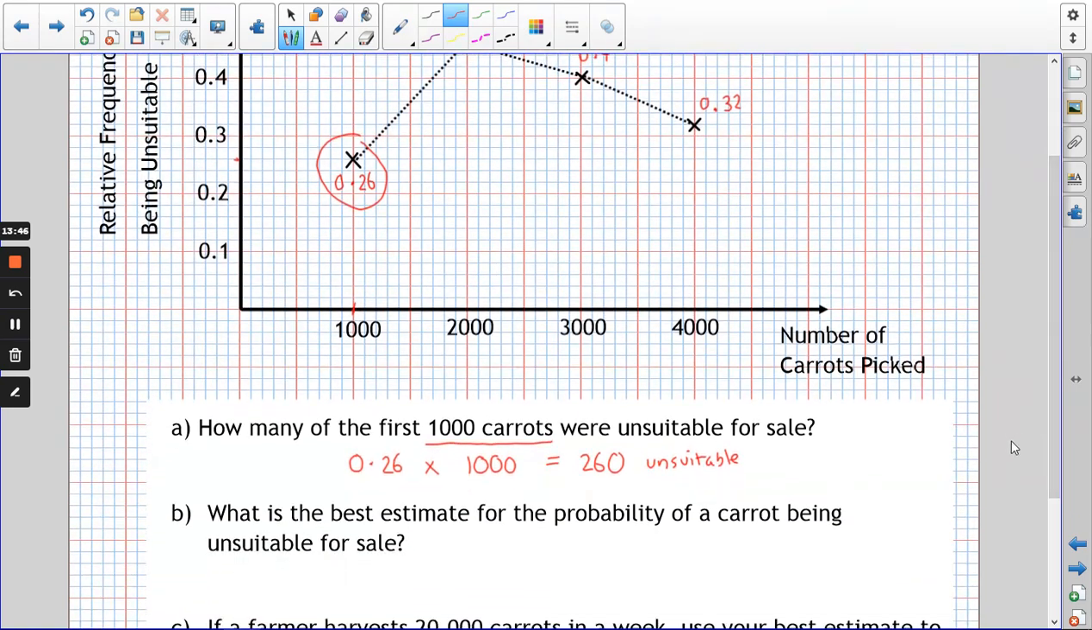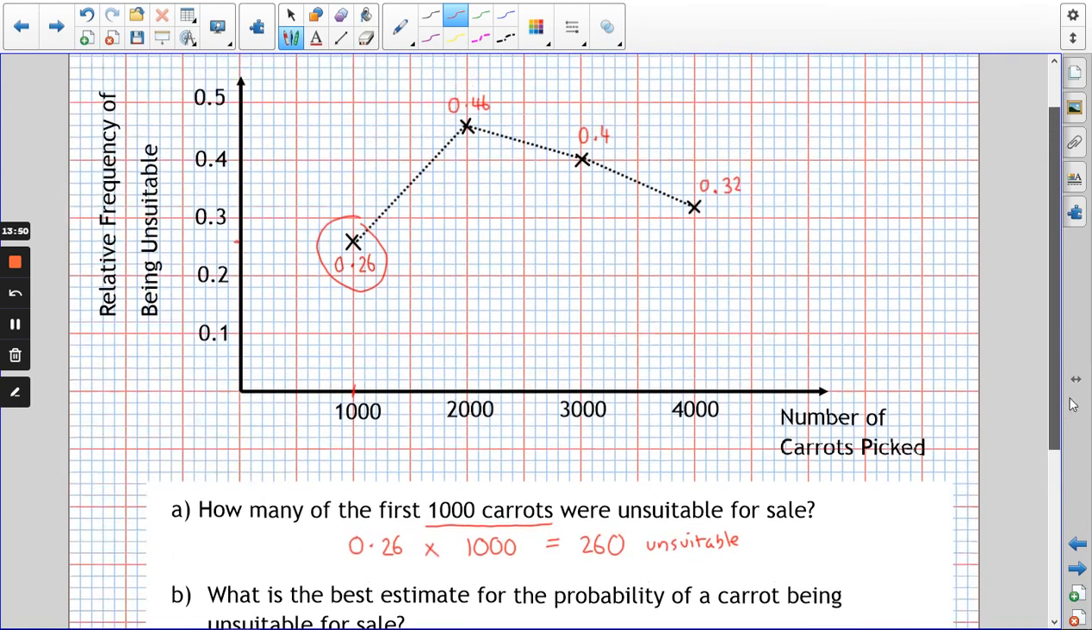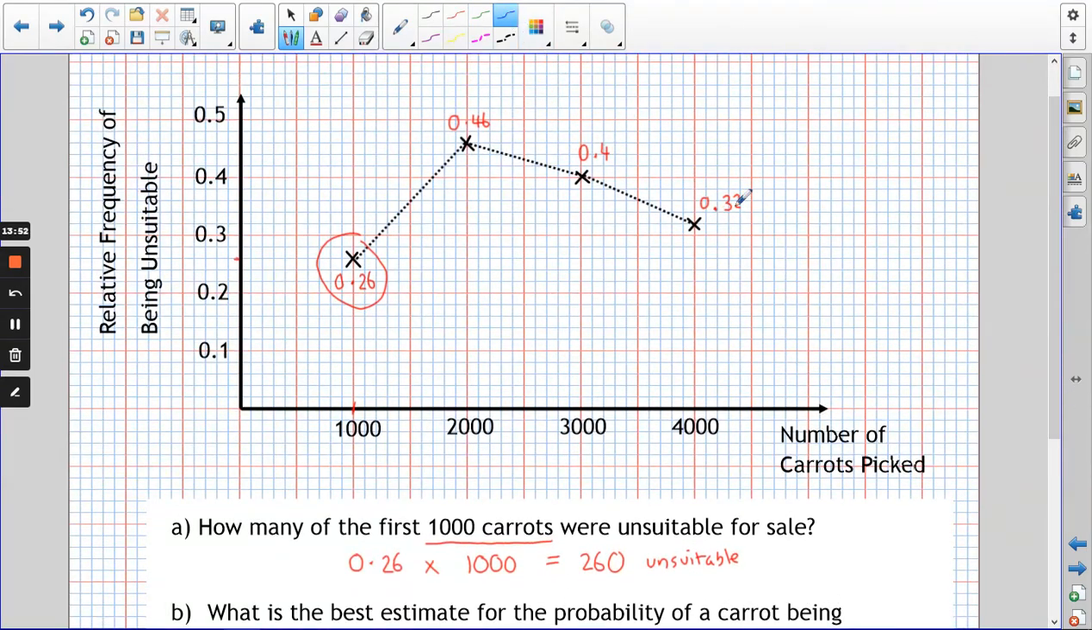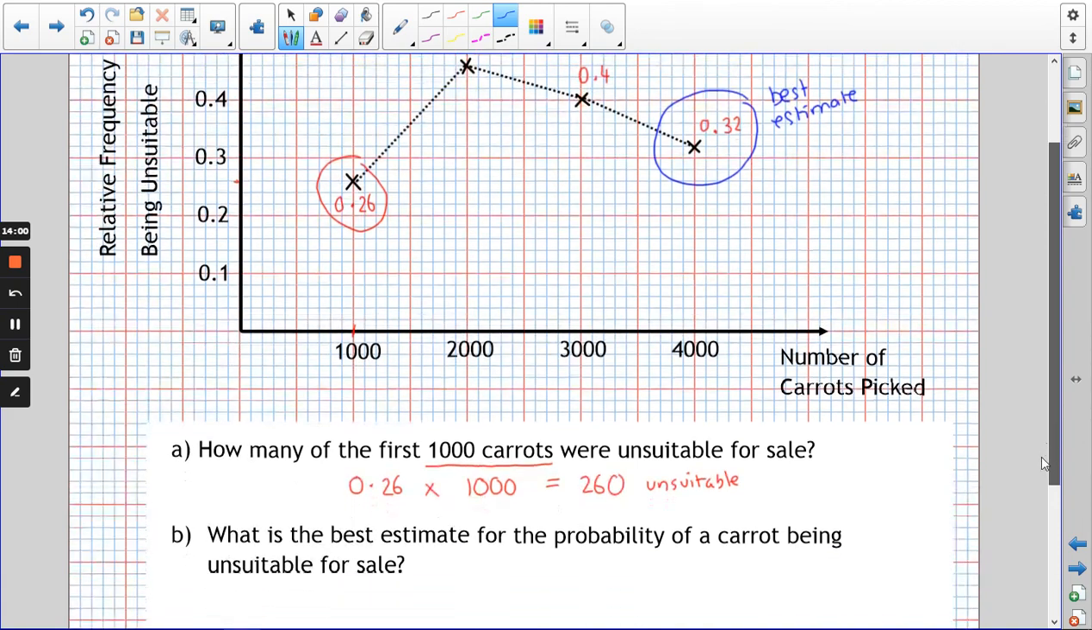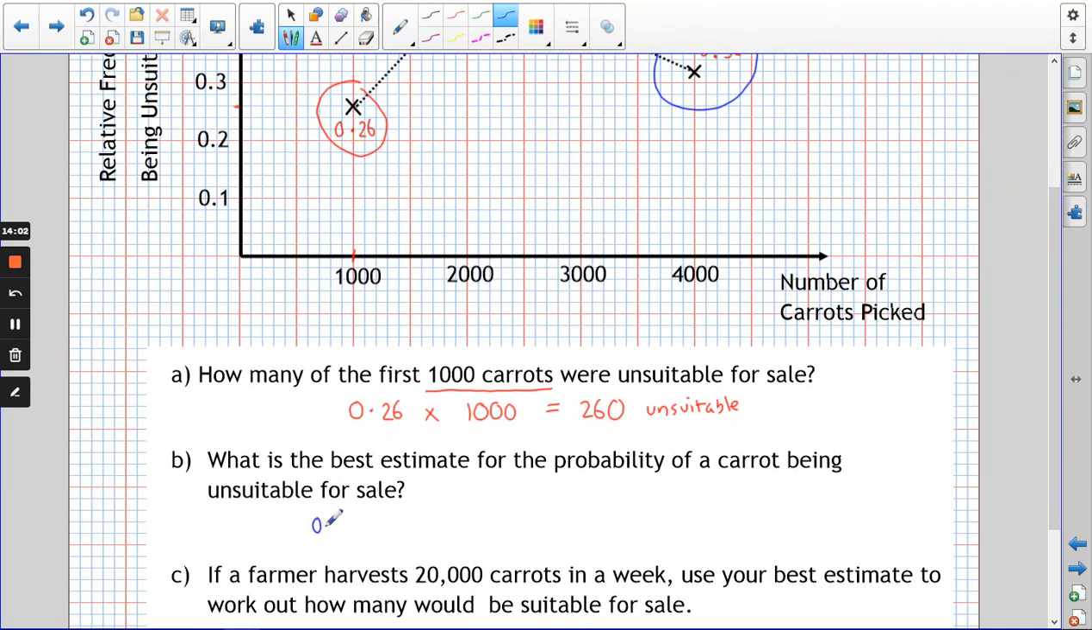Part B, what is the best estimate for the probability of a carrot being unsuitable for sale? Well, the best estimate is always the last one. So there's my best estimate, and that is 0.32. And why? Because it's got the most trials. I'd rather trust the data after 4,000 than trust it after 1,000.